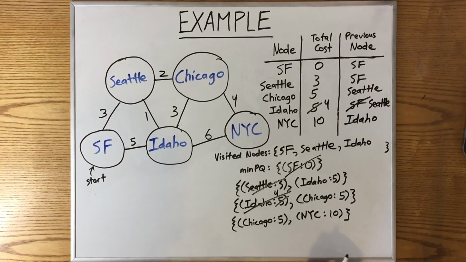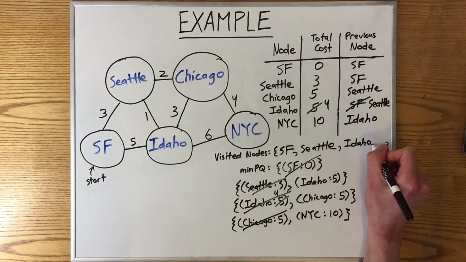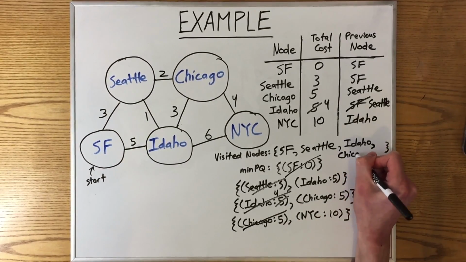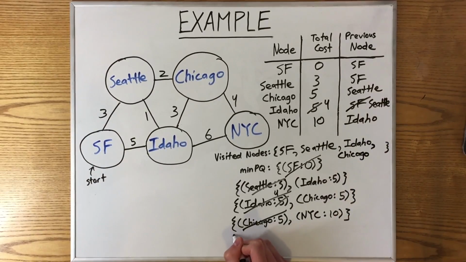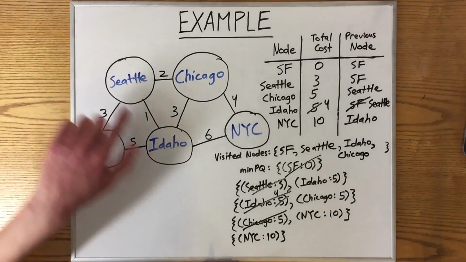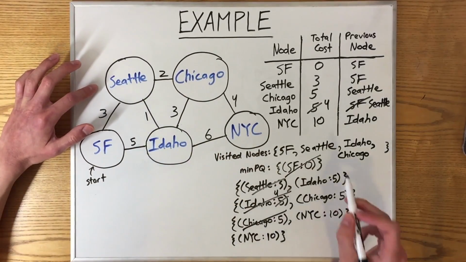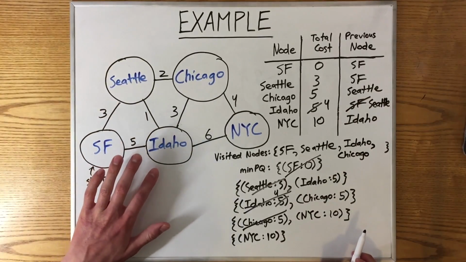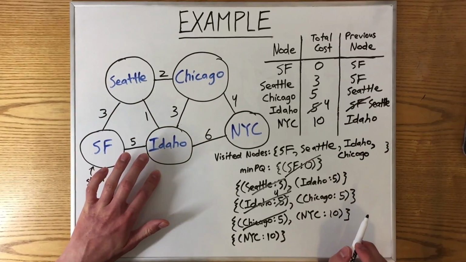Okay, so now we check our min-PQ again and find the smallest element is Chicago. We add Chicago into our visited nodes list, and we copy down NYC because we know it's still got to be in our min-PQ. Then we check all of Chicago's neighbors. It's got 3 neighbors. We see Seattle is in our visited nodes list, so we ignore it. We see Idaho is in our visited nodes list, so we also ignore that.